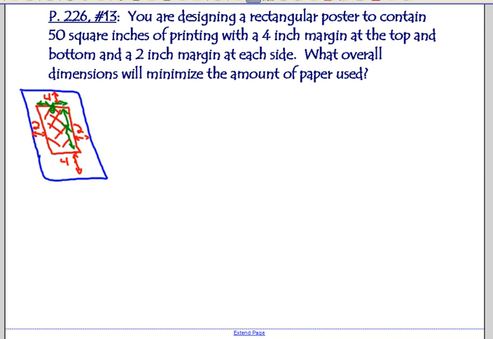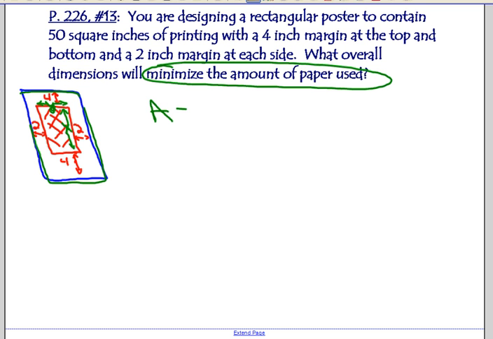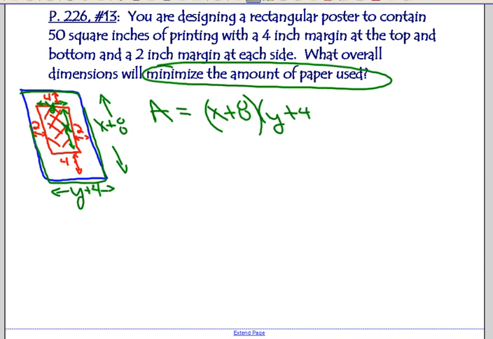I want to minimize the amount of paper used, the overall paper, not just the printed area, but the whole big blue paper here. I'll call that A for the amount of paper, which means the area of the paper. If my space here is going up and down x, my height would be x plus the 4-inch margin at the top and the 4-inch margin on the bottom, so x plus 8. Coming across, I have these 2-inch side margins, so 2 plus 2, it'd be y plus 4 going the other way.